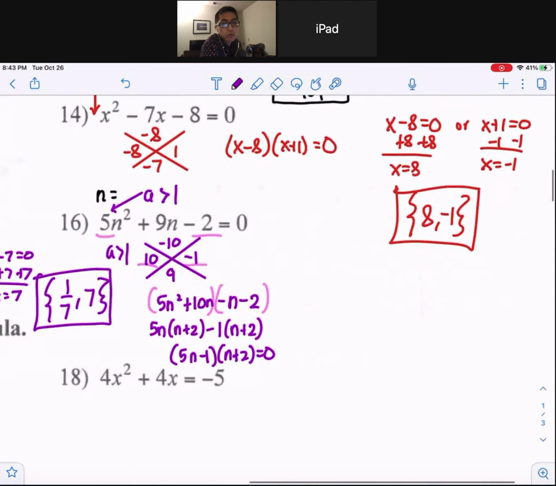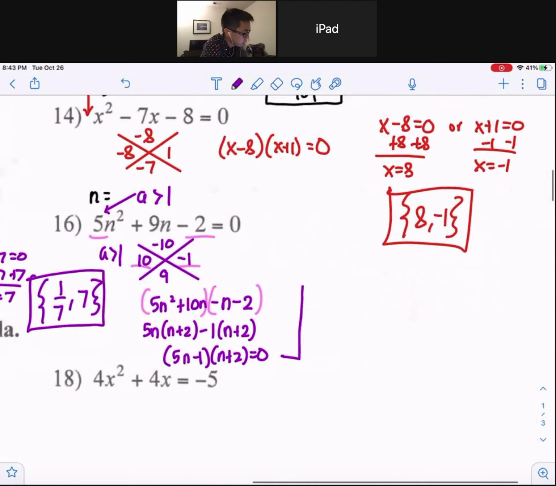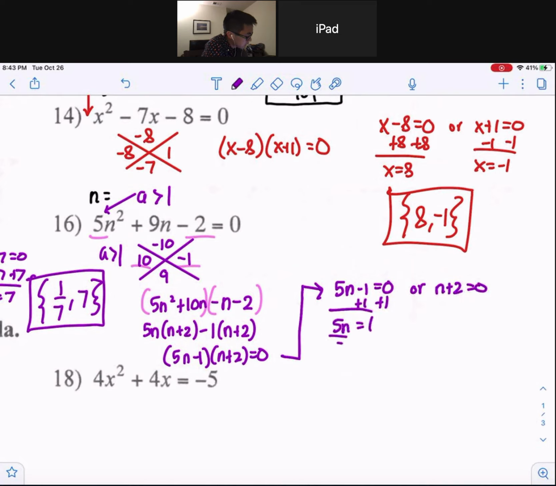And again, since we're solving, you have to figure out what n equals for both of them. So set both the factors equal to 0. Add 1 to both sides. We're solving for n. Divide both sides by 5. n equals 1/5. Over here, subtract 2 from both sides. n is equal to negative 2. 1/5 and negative 2.